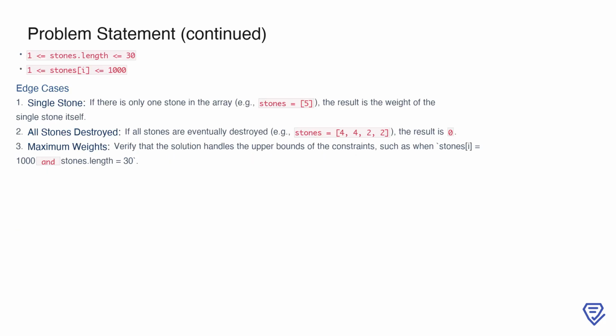To wrap up, let's review the constraints and some edge cases. The number of stones, stones.length, will always be between 1 and 30, and the weight of each stone will be between 1 and 1000. For edge cases, consider a scenario where there's only one stone in the array, like stones equals 5. In this case, the result is simply the weight of that stone, which is 5. Another edge case is when all stones are eventually destroyed, as we saw earlier with stones equals 4, 4, 2, 2, where the output is 0.